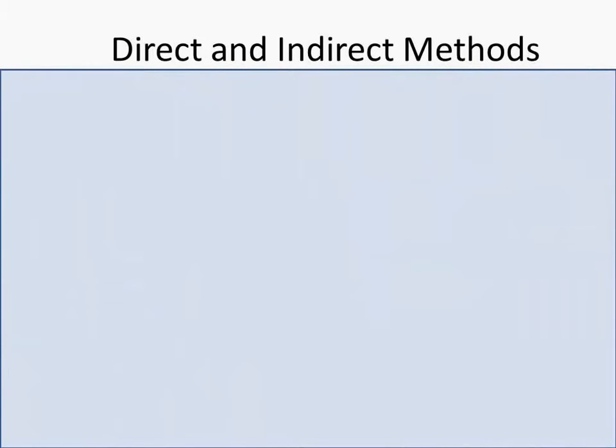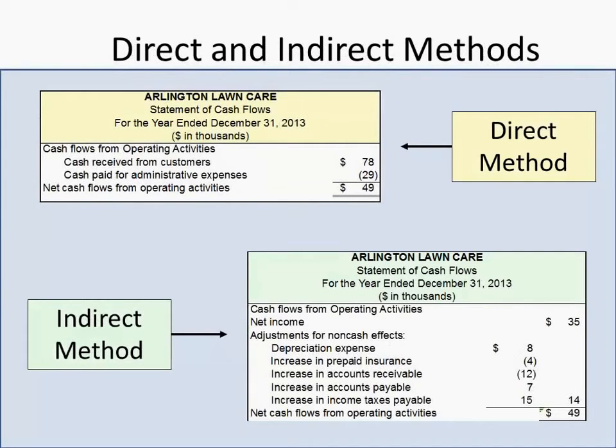Direct versus indirect. Okay, so direct here, you're going to see things like cash received from customers, cash paid for administrative expenses. When you're looking at the direct method, what you're essentially doing is putting an income statement on the cash basis. That's what you're doing in the operating section.